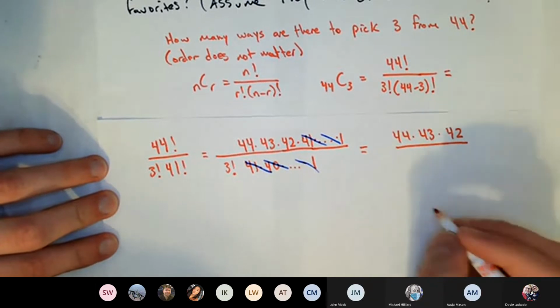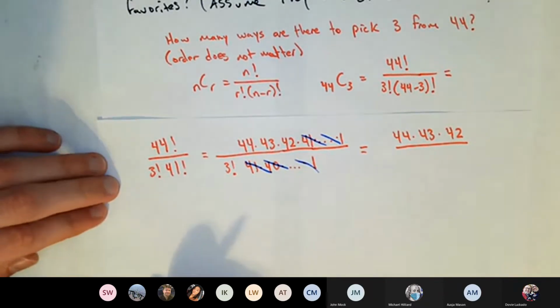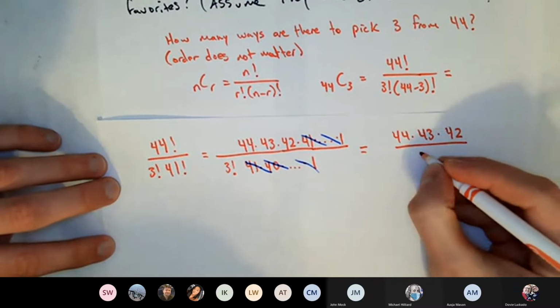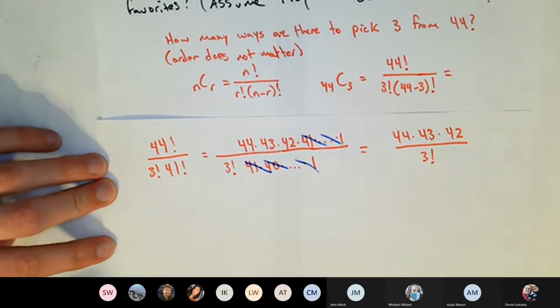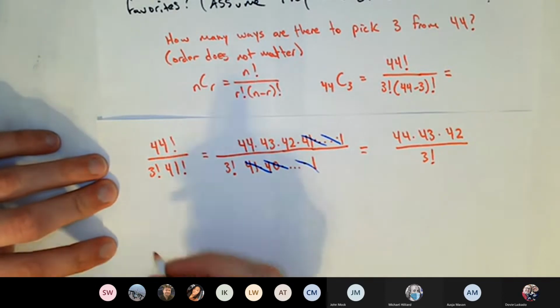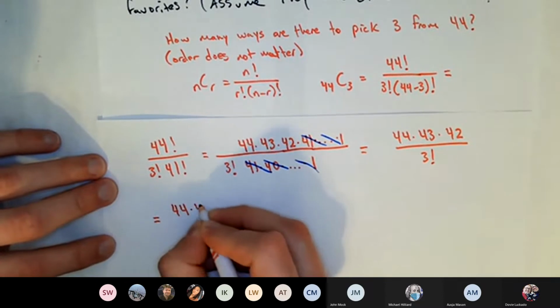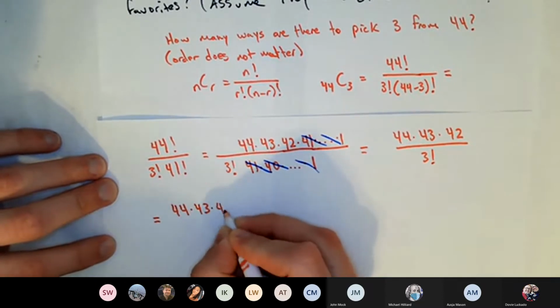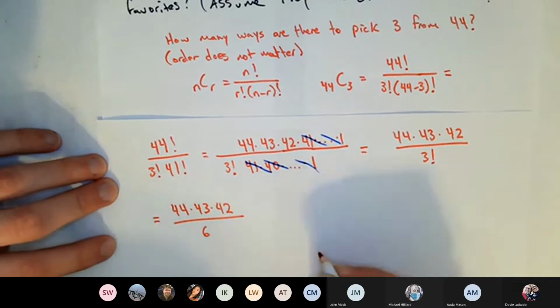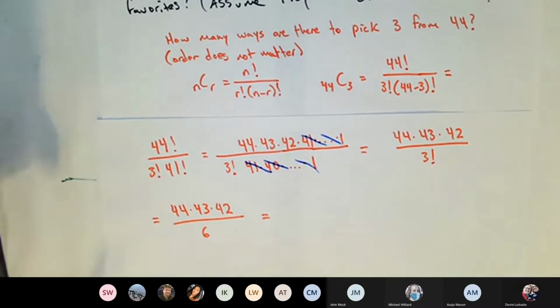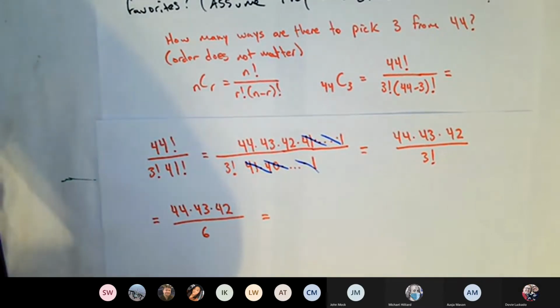You end up with just a partial string, a small bit of a factorial up top. And then since it is a combination, there is another piece left in the bottom, that 3 factorial, which you just leave alone while you're figuring out the other part. And then you actually compute what that 3 factorial is, which is 6, right? 3 times 2 times 1 is 6.